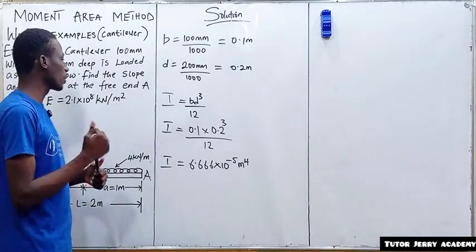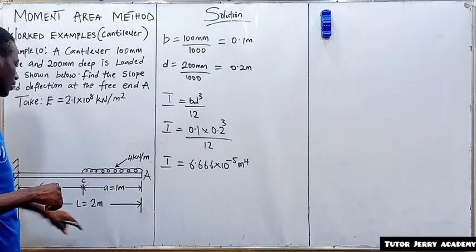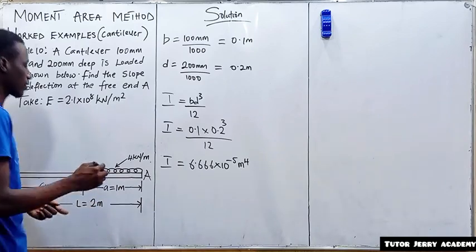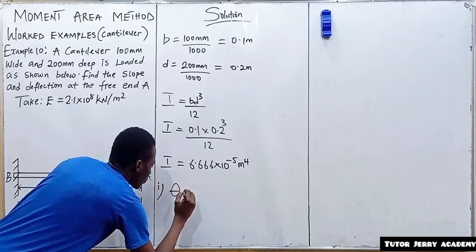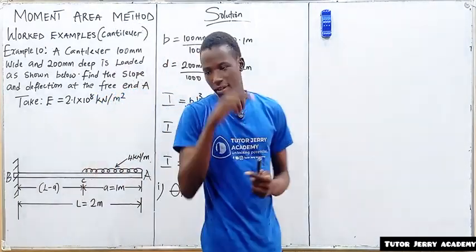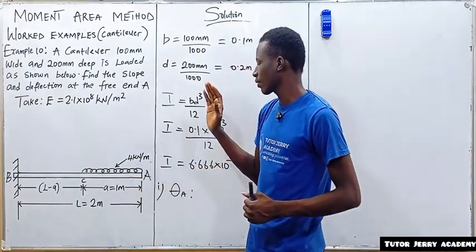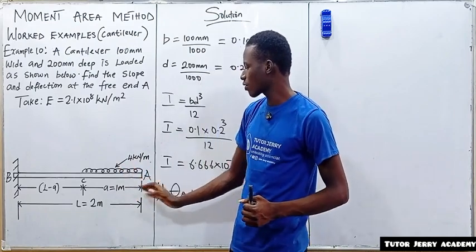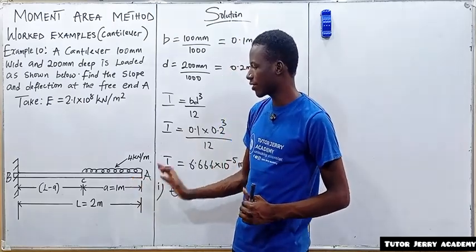Now, how do we calculate the slope? We want to calculate the slope first at A. So we can just say, number 1, slope at A. How do we get the slope at A? Now this is a cantilever with a uniformly distributed load at a distance of 1 meter from the free end.